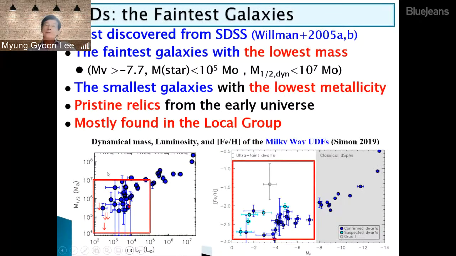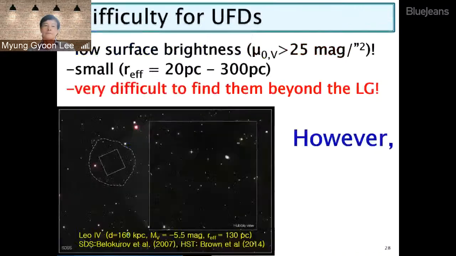This UFD is the faintest galaxy in the universe. They were first discovered from SDSS in 2005, so they are relatively newcomers in the realm of galaxies. They are the faintest with the lowest stellar mass, and they are also the smallest galaxies, and they have the lowest metallicity. So they are considered as pristine relics from the early universe. And so far, they have been found mostly in the Local Group, mainly around the Milky Way galaxy.